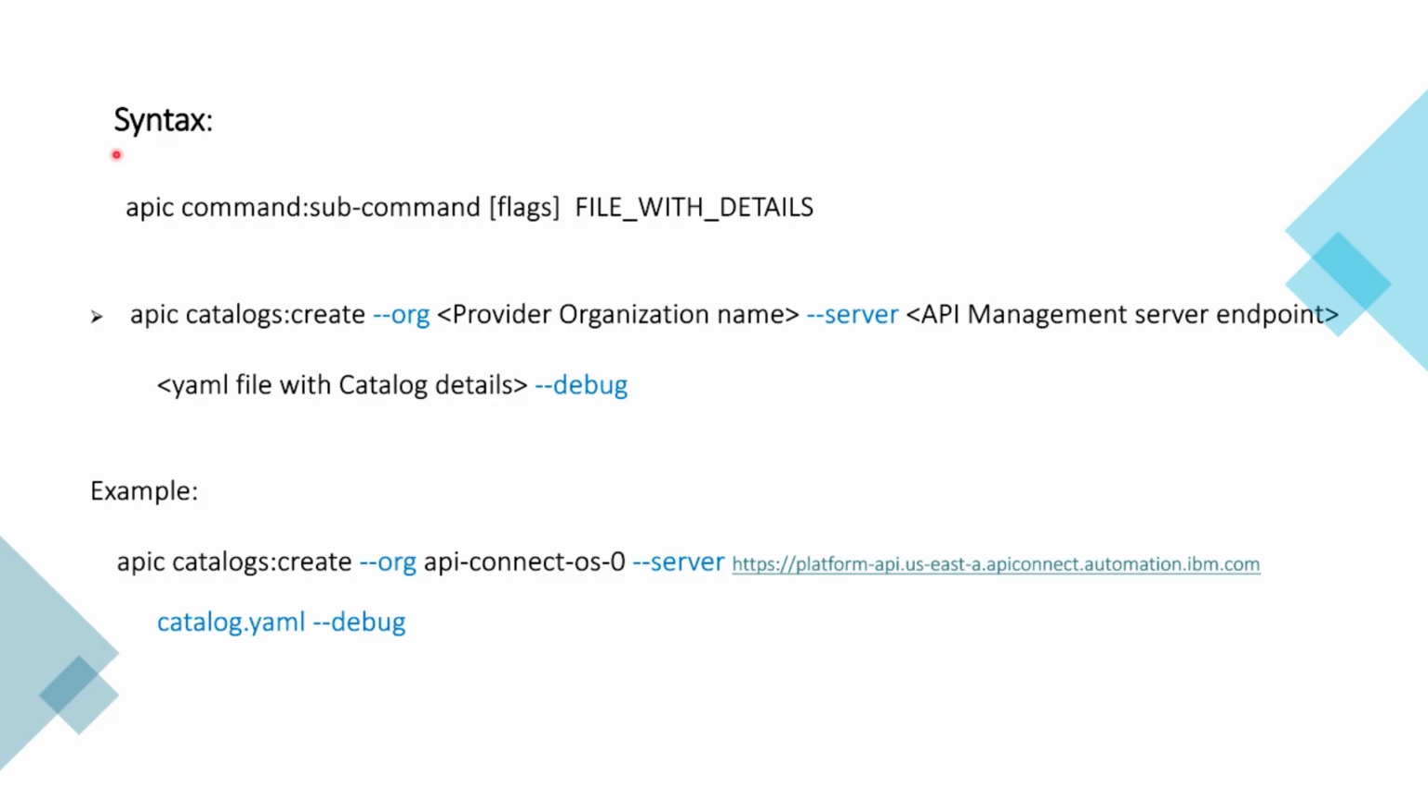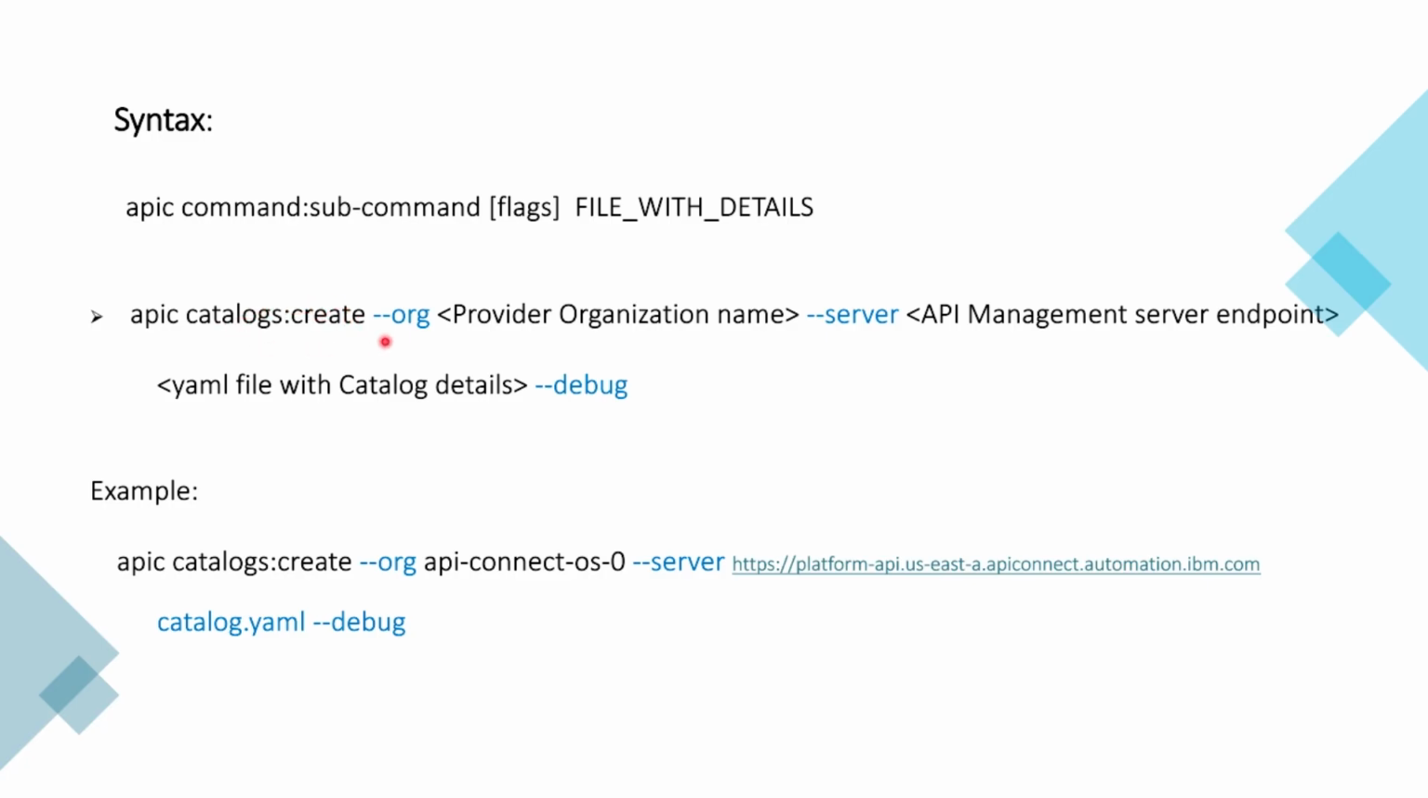Now let's go through one of the examples. The command starts with APIC space, then the command and the subcommand, then the flags and the file with the details. Now let's go through the catalog create example. Here it starts with the APIC command, then we have catalogs. What operation are we doing on the catalogs here? It's create. We are creating a new catalog here.